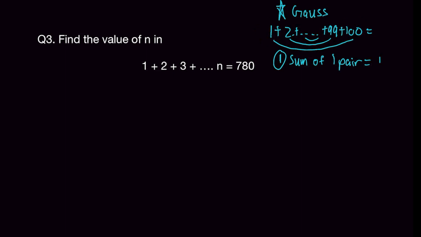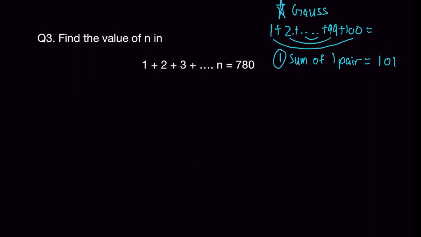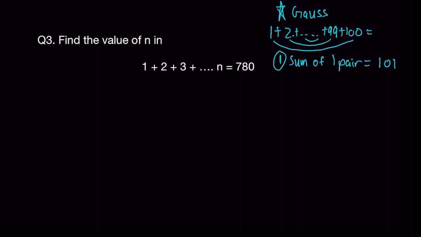We will get 101. What about the other pairs? You realize that we have a 2 and a 99 as the next pair, right? And 2 plus 99 would still give me 101. So this means that every pair that I find would give me a sum of 101. Great.